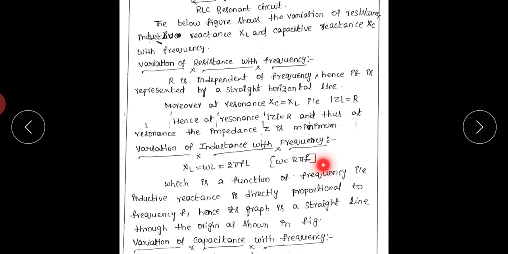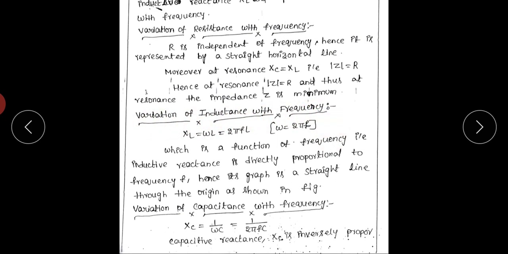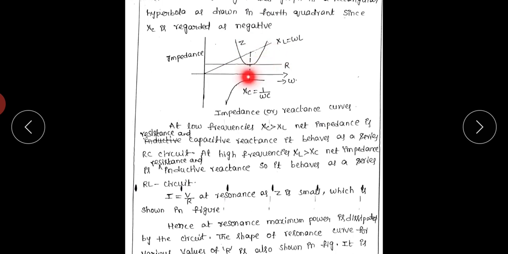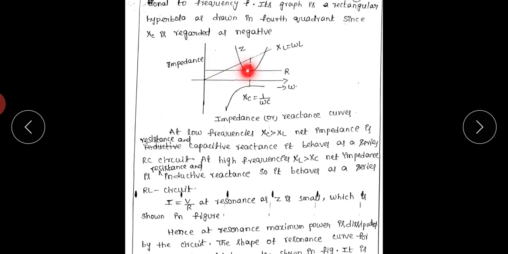Next, variation of inductive reactance with frequency. Inductive reactance is represented by XL. XL equals omega into L, omega equals 2 pi f, so XL equals 2 pi f L. Here XL is directly proportional to frequency, so the inductive reactance is a function of frequency. Hence the graph is a straight line passing through the origin as shown in the figure. If we increase frequency, XL also increases linearly. So this is the XL versus frequency graph.